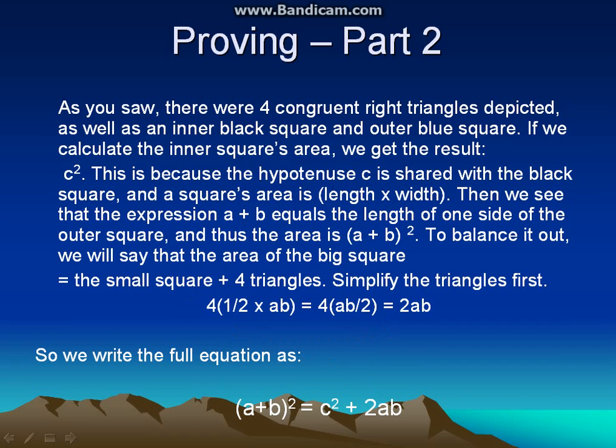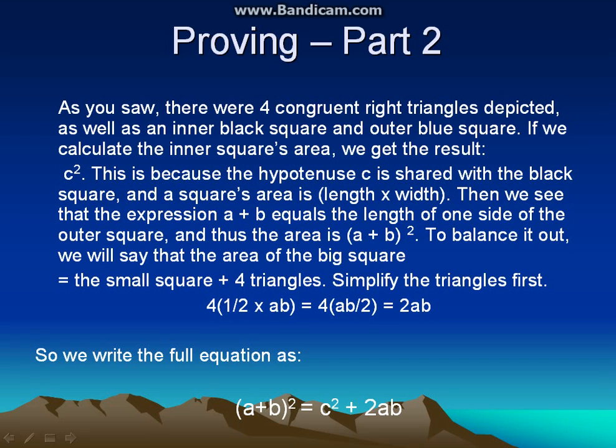As you saw, there were 4 congruent triangles depicted, as well as an inner black square and an outer blue square. The colors are just for differentiation. If we calculate the inner square's area, we get the result C squared. This is because hypotenuse C is shared with the black square, and the square's area is length times width. It's kind of reminiscent of proving triangles congruent using the reflexive property. Similar concept, but not exactly the same.